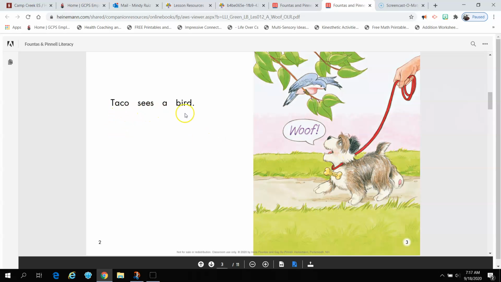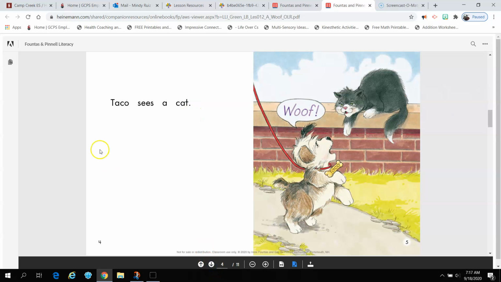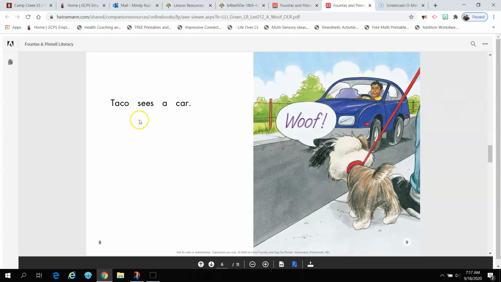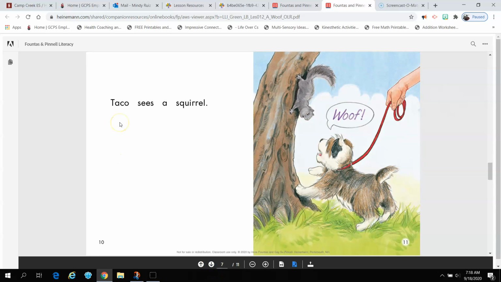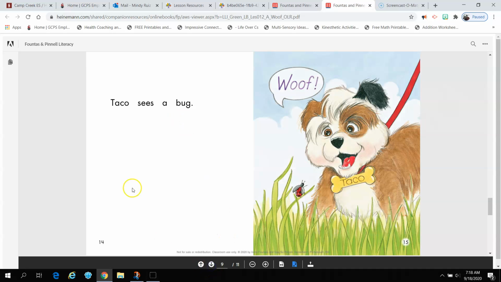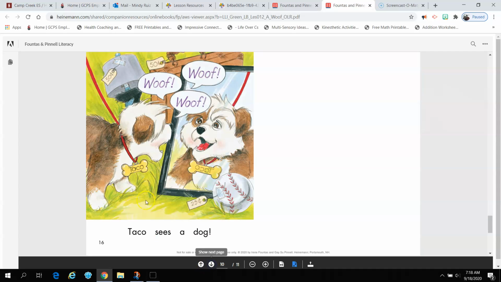Taco sees a bird. Taco sees a cat. Taco sees a truck. Taco sees a car. Taco sees a squirrel. Taco sees a bike. Taco sees a bug. Taco sees a dog.